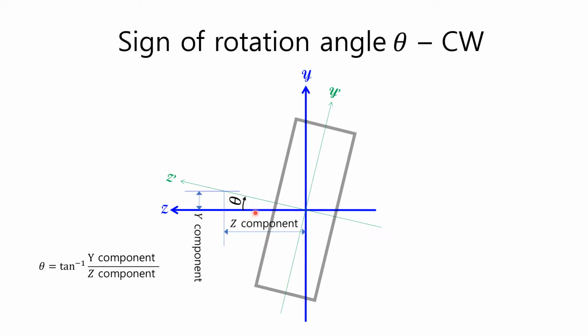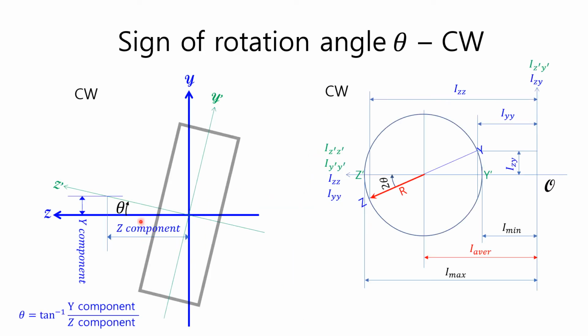Let's look at the clockwise rotation of the coordinate axis and how it appears on the Mohr circle. The blue thick lines represent the current axis, and the green thin lines represent the coordinate axis rotated clockwise by an angle theta. The sign of theta is plus because z component is plus and the y component also plus.